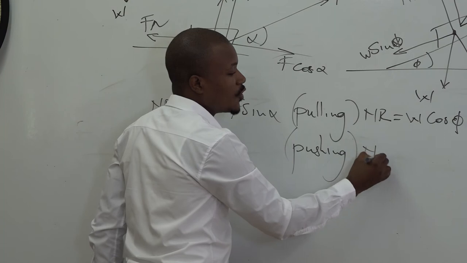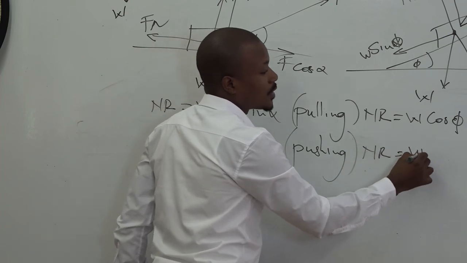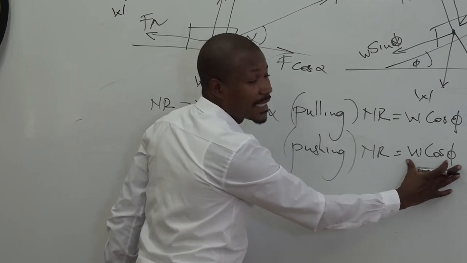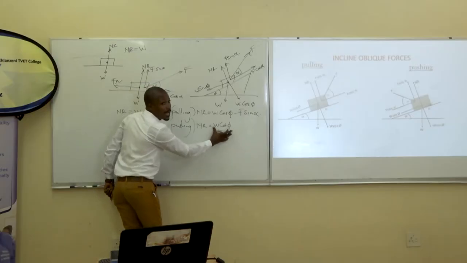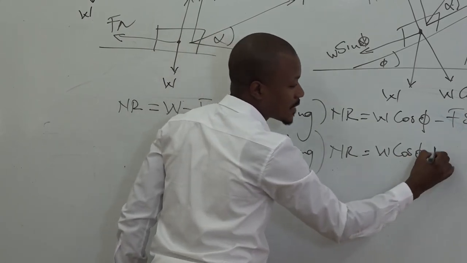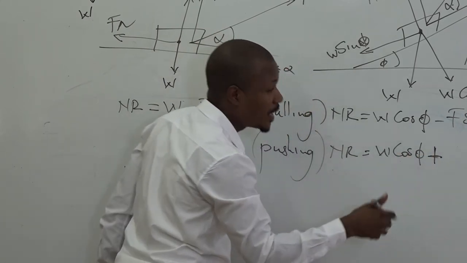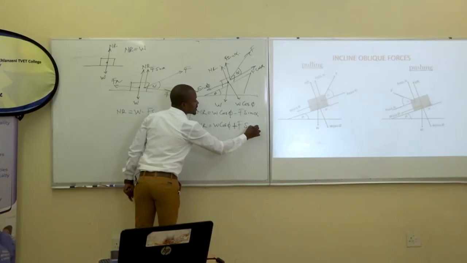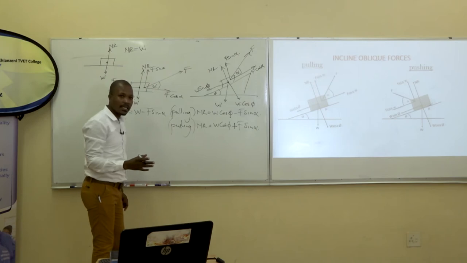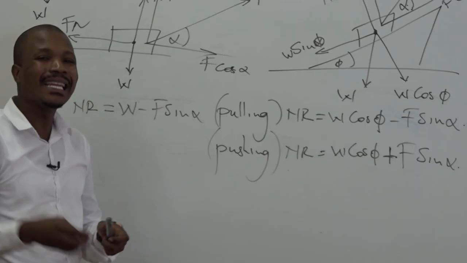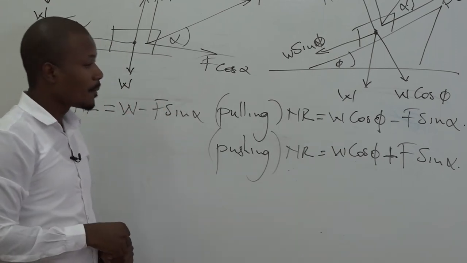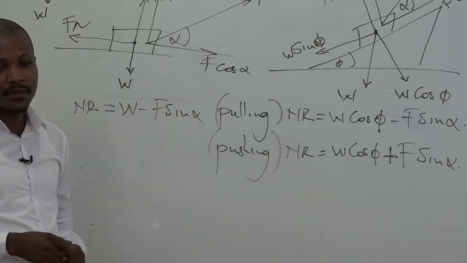It will be the normal reaction is equal to W cos theta. This shows that now I'm inclining. This is a language of inclination, plus. Because you are pushing now, you are adding weight. F sine alpha. What is F sine alpha saying? F sine alpha says there's an additional weight. There's an additional weight which is present there.